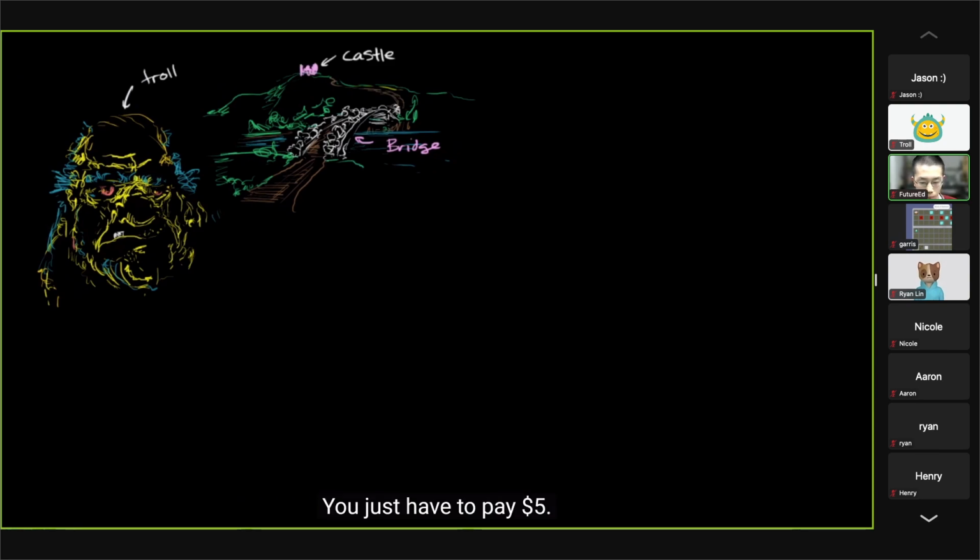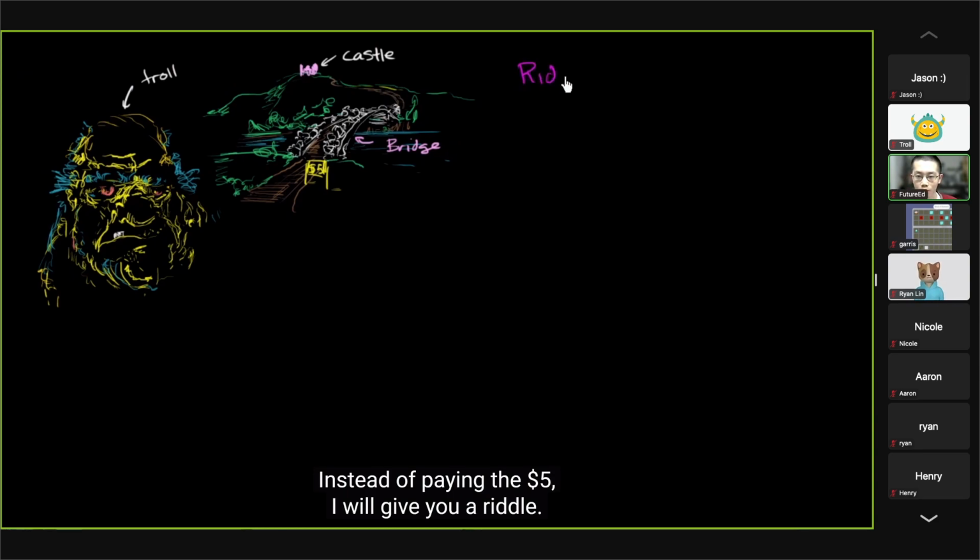You just have to pay $5. And when you look a little bit more carefully, you see that there actually was a sign there that says $5 toll to cross the bridge. Now, unfortunately for you, you do not have any money in your pocket. The troll says, well, you can't cross, but you say I need to really get to that castle. And so the troll says, well, I'll take some pity on you. Instead of paying the $5, I will give you a riddle.